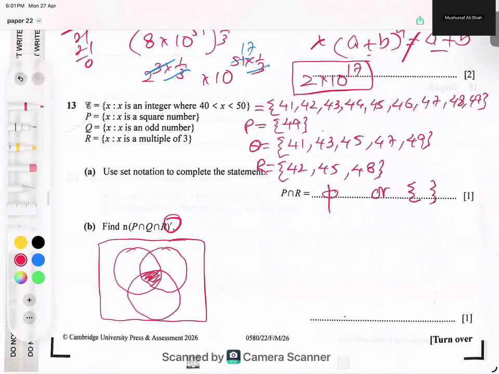And complement, what is a complement, student? It means accept this shading, take everything. I repeat, accept this shading, take everything. Okay, now I'm writing, and then I can get the answer. So how many members are here in P, here in Q, and here in R?